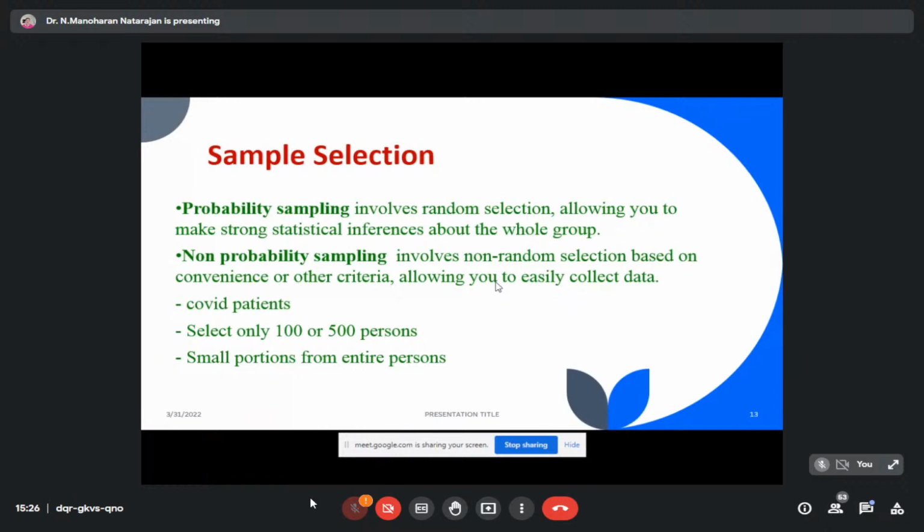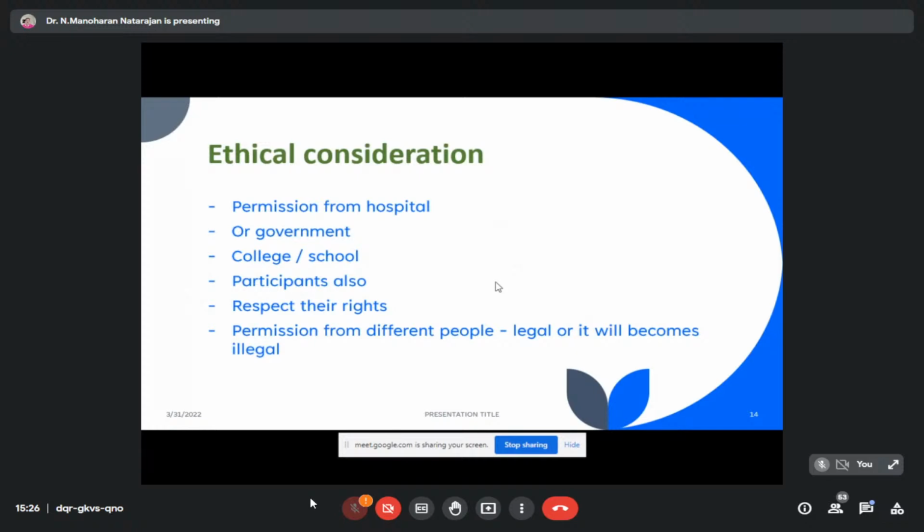Sample selection. We are taking an entire process into a small one. From the entire process, we are taking a small sample of 50 to 100, that too in a two-way method, probability or non-probability, which can be decided by us. Next one is the ethical consideration.